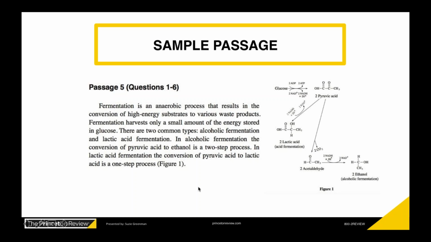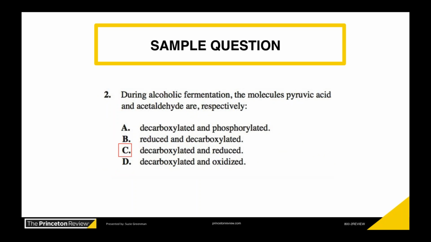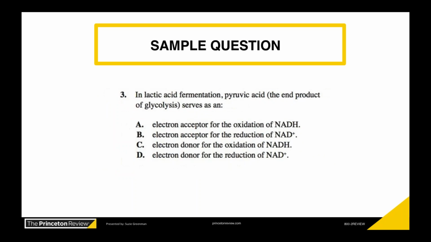And then from acetaldehyde to ethanol, I'm gaining hydrogen. So OIL RIG: reduction is a gain of electrons, and a gain of electrons can also be shown by gain of hydrogen. So decarboxylated and reduced. Okay, so that's how we would go through. We would continue and go through the questions together.